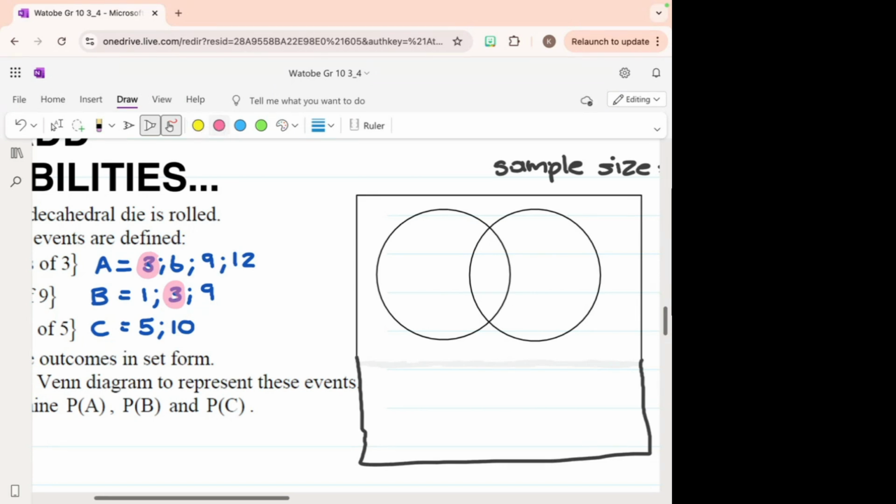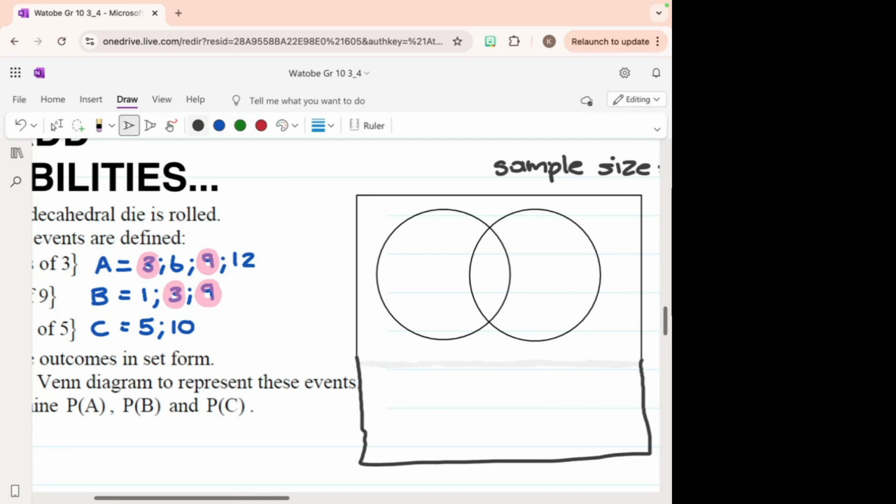I see a 6 in A, no 6s in B, no 6s in C. I see a 9 in A, and what do you know? There is a 9 in B. And finally, for C, I've got 5 and 10. Does anything come to mind there with 5 and 10? Nope, nothing matches, hey?